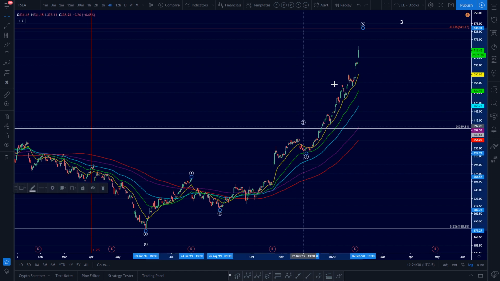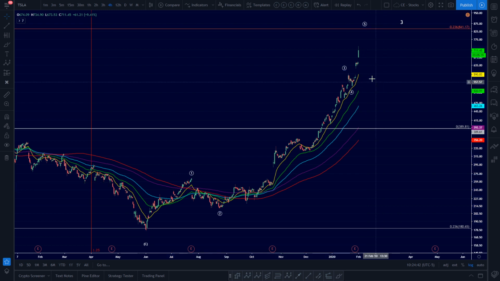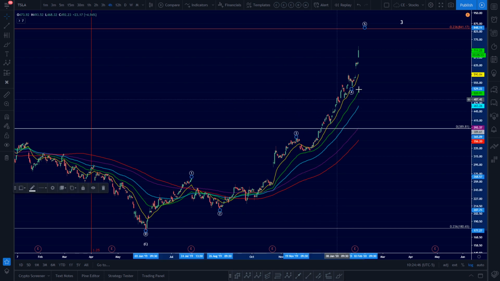But I'm more inclined to say that we did the three up here, and that this is the four, and now we're putting in the fifth. This is a little more realistic. One way or another, it does lead us to higher prices. If it turns out that this was the third, and we won't know this until the move is done, if this is the third, this is the fourth, and we're finishing the fifth right here, it's very possible as well. Our technical target is going to be at $841.